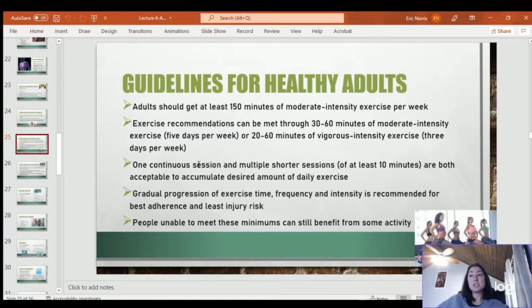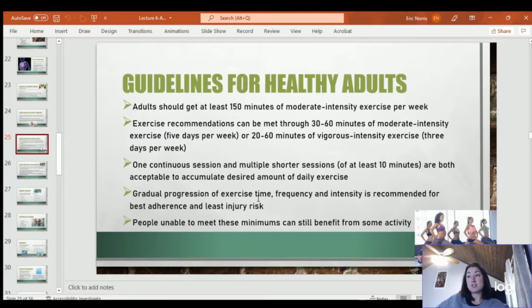And one continuous session and multiple shorter sessions of at least 10 minutes each are both acceptable. So if somebody cannot get to the 20 minutes or they just can't find time, if they stand up and walk or do moderate to intense exercise at 10 minutes at a time, several times throughout the day, you can accumulate those to equal your 150 minutes per week.